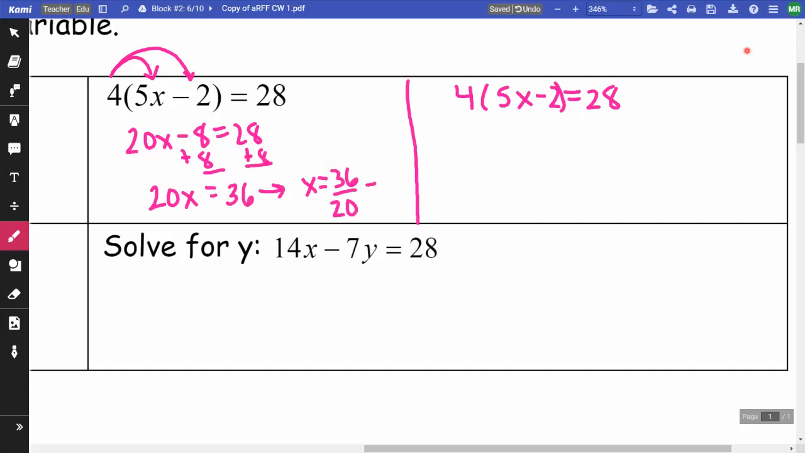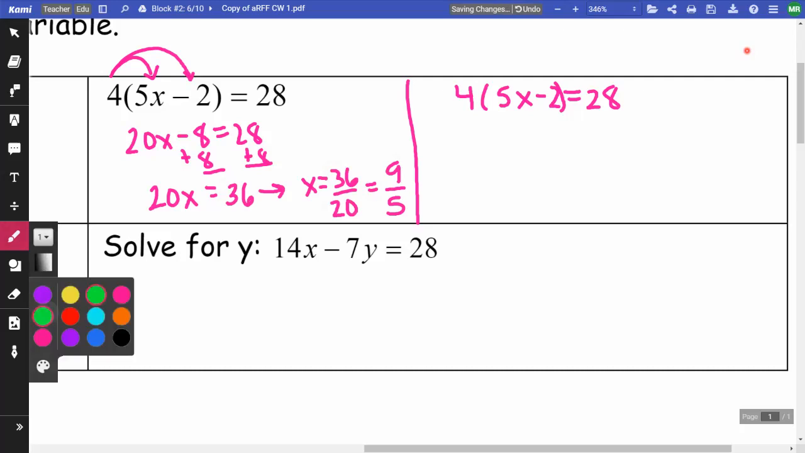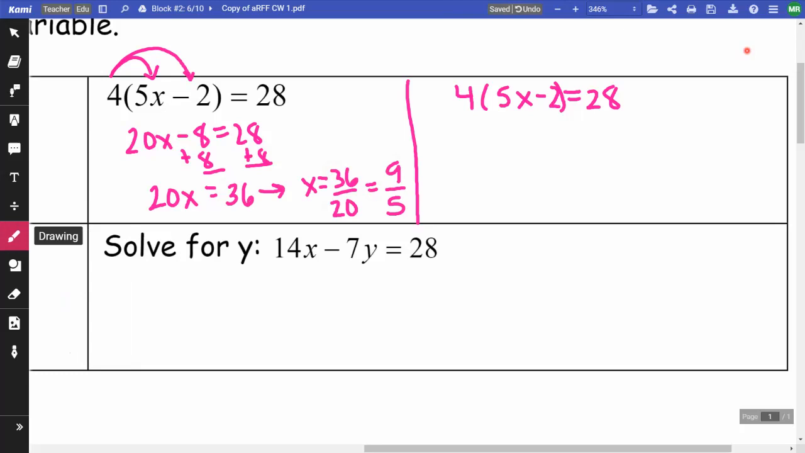And on a multiple choice test, if you don't see that, you can reduce this fraction. 4 goes into the top 9 times and 4 goes in the bottom 5 times. So 9/5. Now on the other side here, again, if you don't have something adding or subtracting outside of your parenthesis besides that 4, that's multiplying. If this is divisible by 4 and this is divisible by 4, you can do that. That's going to cancel out. You're going to get 5x minus 2 is equal to 7.